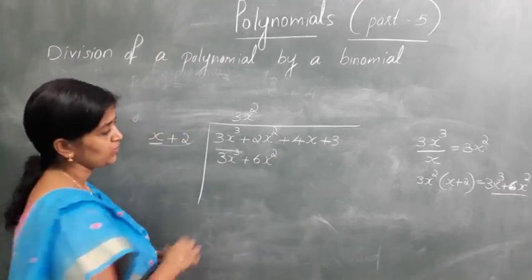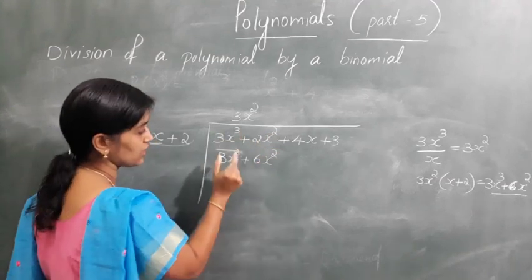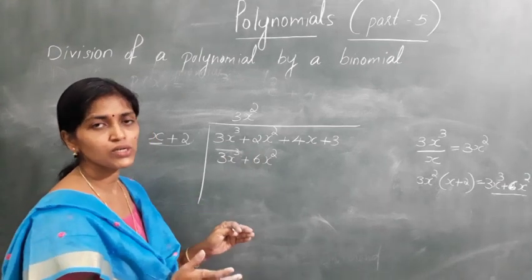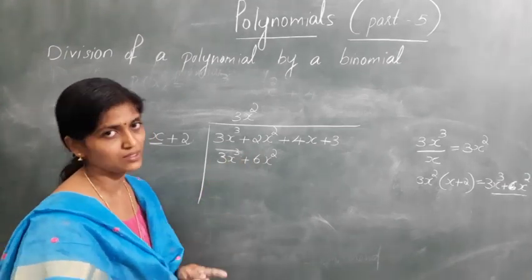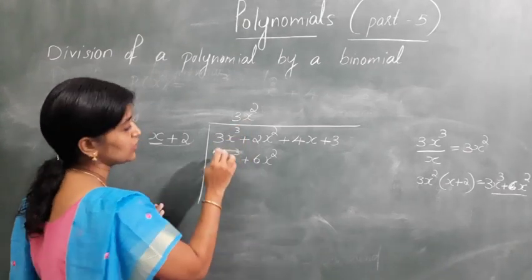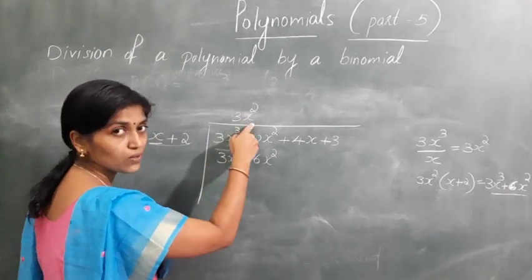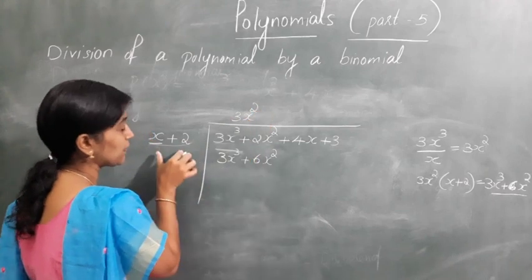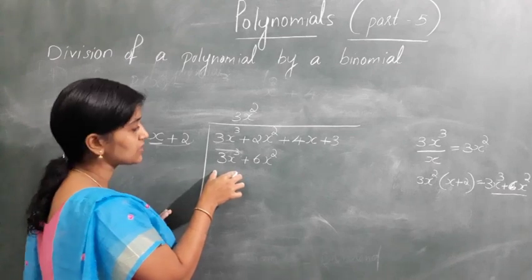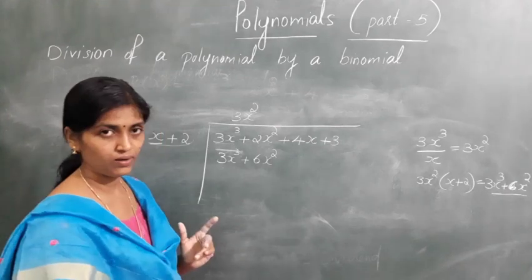One thing you have to see, when you write it, write under the same degrees. That is x cubed under x cubed, x square under x square. The next step, as in the usual process of division, is to subtract. So what did we do first? We took the first term, divided by the first term here, and got 3x square. We multiplied: 3x square into x is 3x cubed, plus 3x square into 2 is 6x square.